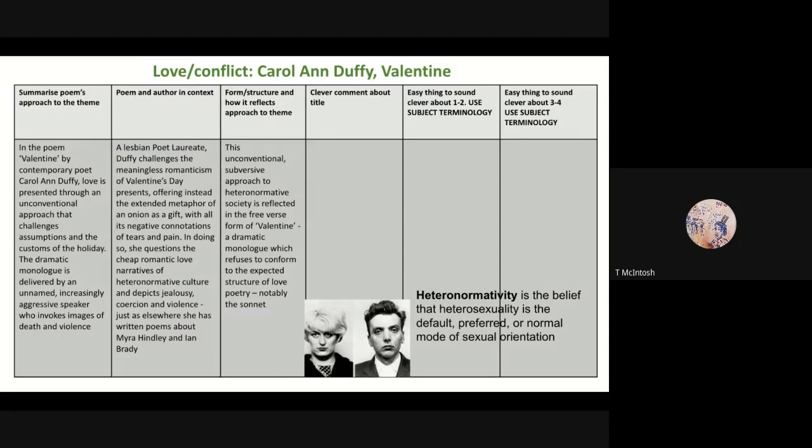Form, structure, and how it reflects approach to the theme. This unconventional, subversive approach to heteronormative society is reflected in the free verse form of Valentine, a dramatic monologue which refuses to conform to the expected structure of love poetry, notably a sonnet. So we've had two love poems so far. One of them has been a song in iambic tetrameter. One of them is in free verse. Neither of them have been in the form we most closely associate with love, the sonnet.